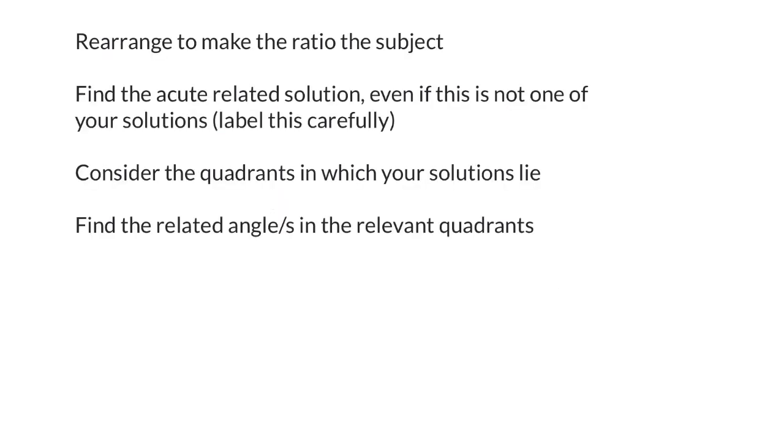To summarize, here are the steps we've looked at. We're going to rearrange our equation to make the ratio the subject, find the acute related solution, even if it's not a solution to your actual equation, but just make sure you've labeled this carefully. You could write that it's your acute solution, and acknowledge that it's not actually one of the answers to your equation. Consider which quadrants our solutions lie in, and then find the related angles for those relative quadrants. Always checking your domain, making sure that your answers fit within the domain that's been given to you.